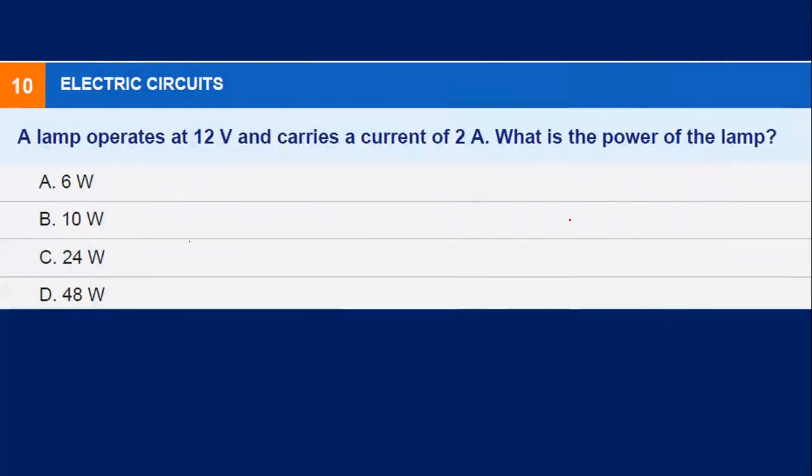And the last question is again from electric circuits. A lamp operates at 12 volt and carries a current of 2 ampere. What is the power of the lamp? P equals IV. That is a simple question, and it gives you 24 watt.